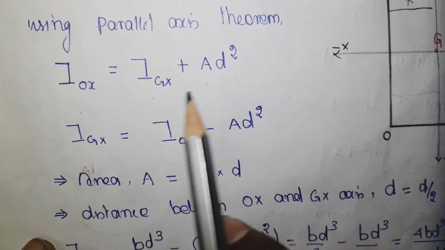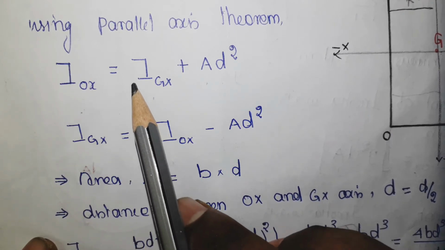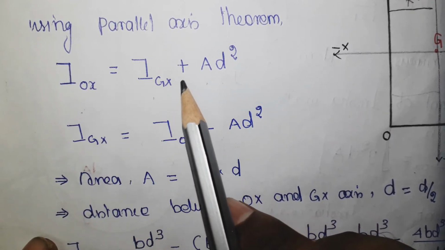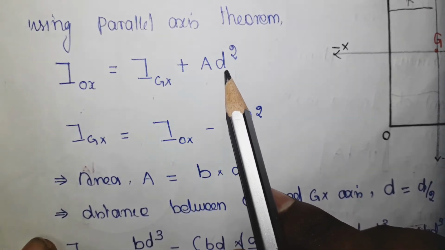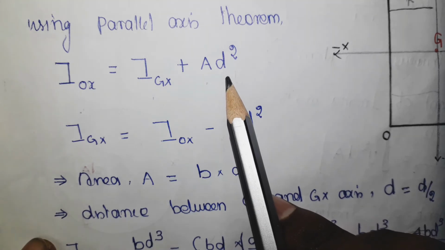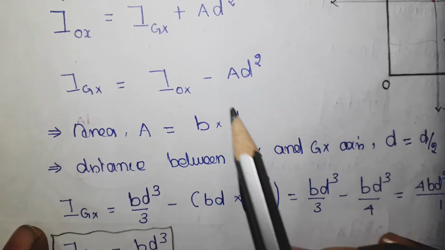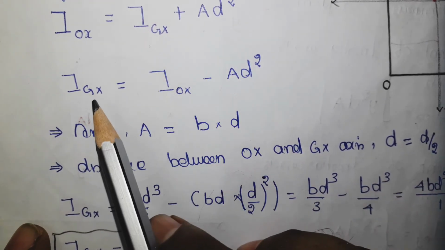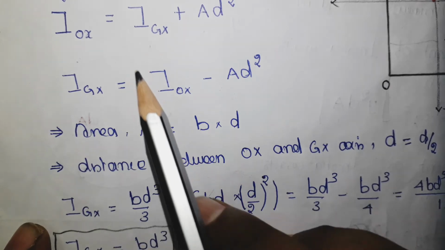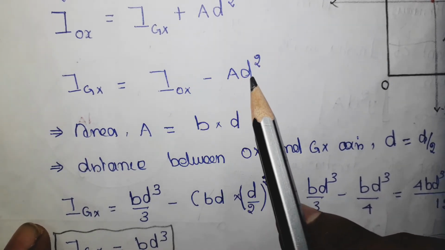This is the parallel axis theorem. It says that the moment of inertia about the base axis is equal to the moment of inertia about the centroidal axis plus the area of the rectangle into d square, where d is nothing but the distance between the base axis and the centroidal axis. I want to know only the moment of inertia about the centroidal axis, so this is taken to the left hand side. Now the above equation will be rearranged as I_ox minus A d square.